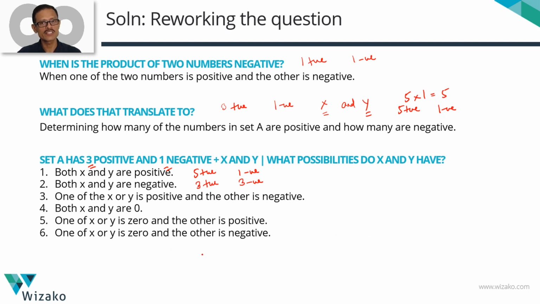One of these two numbers is 0 and the other number is negative. So you'll have 3 positive, 2 negatives and 1 0. So essentially we have 6 possibilities that arise based on what values x and y can take. We're not interested in knowing whether x is a 7 or y is a minus 8.